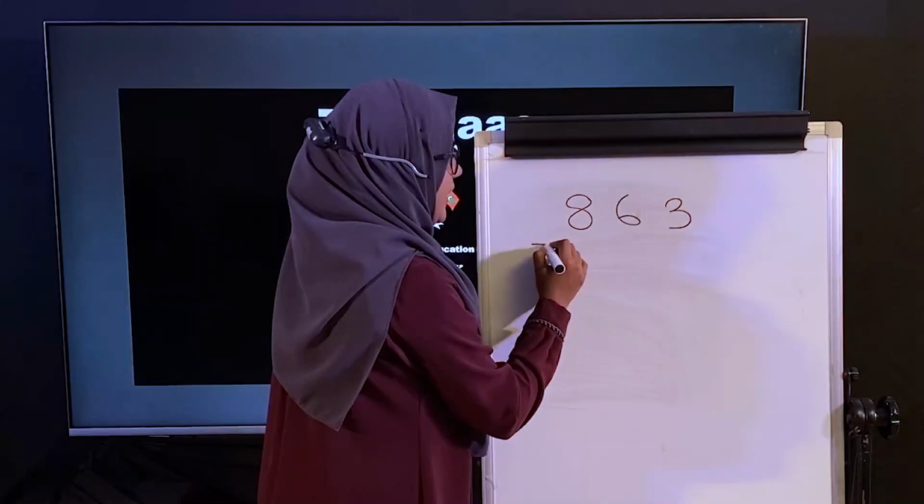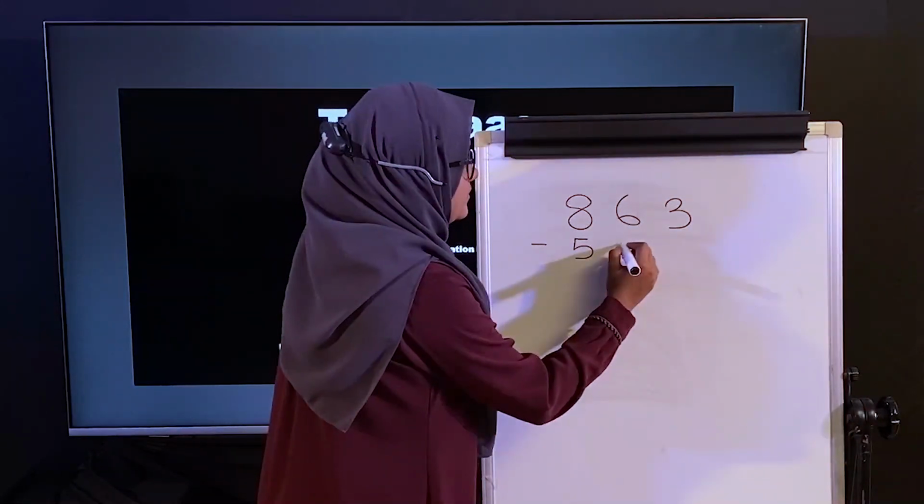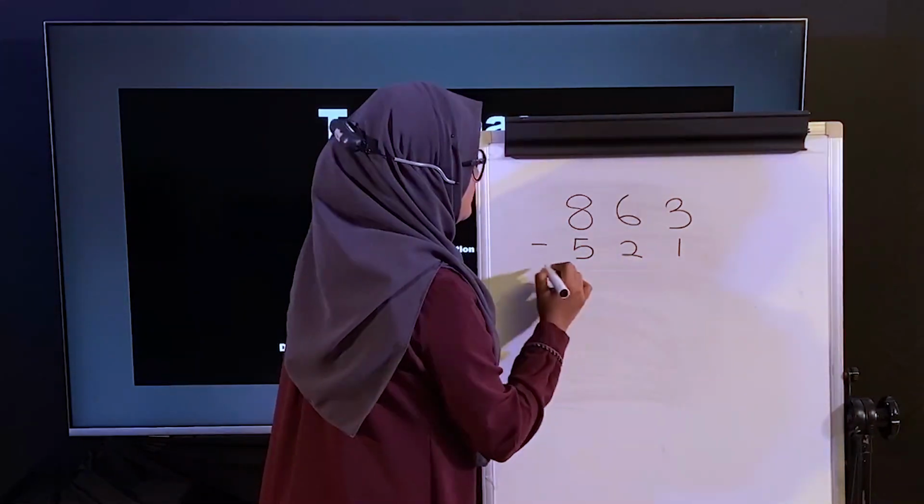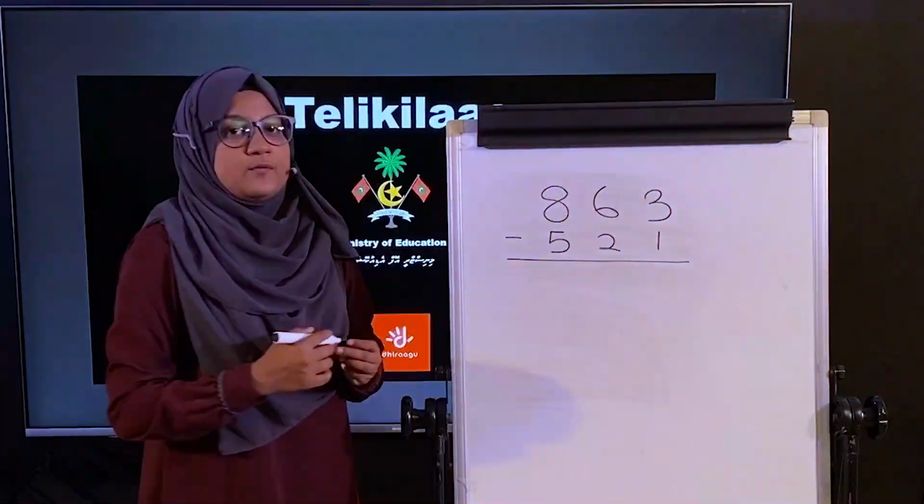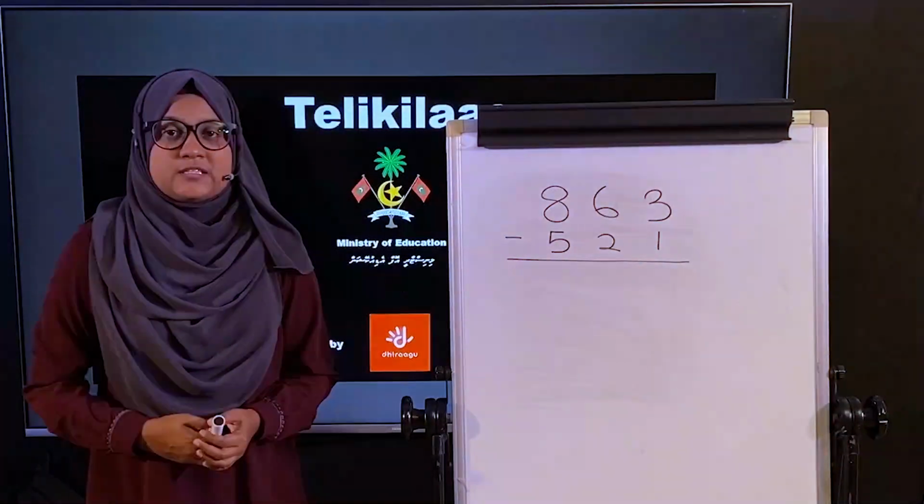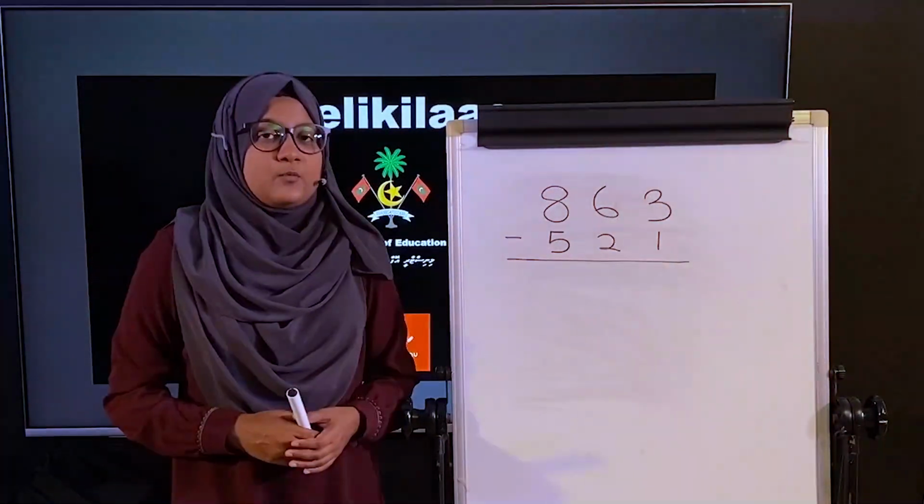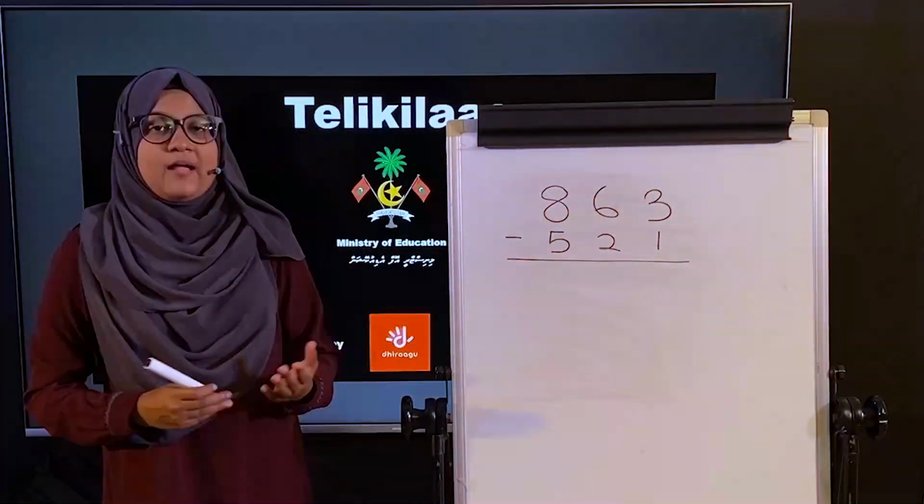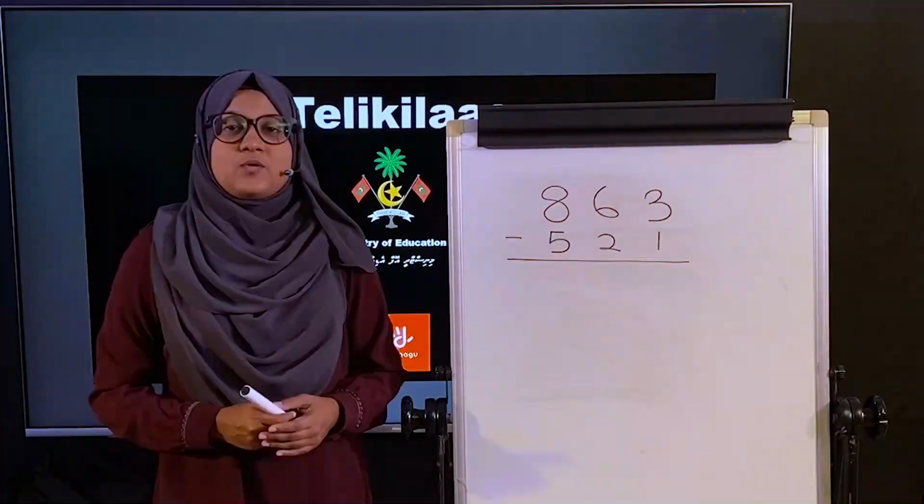863 minus 521. Now try to solve this 3-digit subtraction question using any one method we have learned today. I will give you 1 minute to complete it.